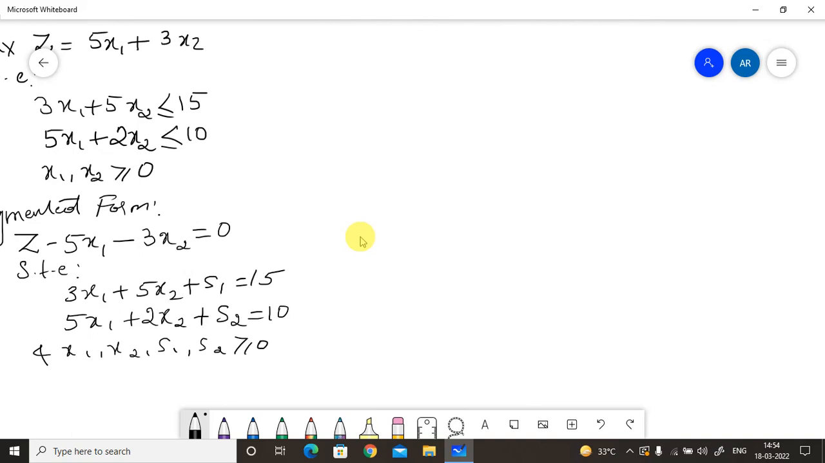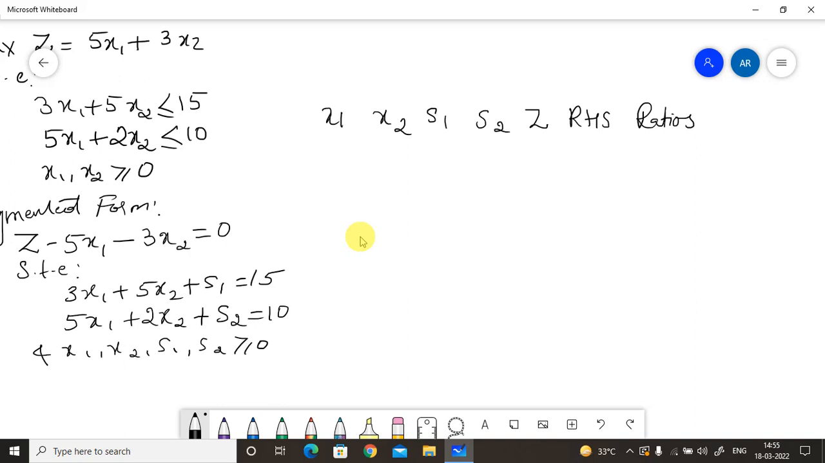So those are, I'll write the first one as x1, then we have x2, after that we have s1, s2, z, right-hand side values, and finally the ratios.